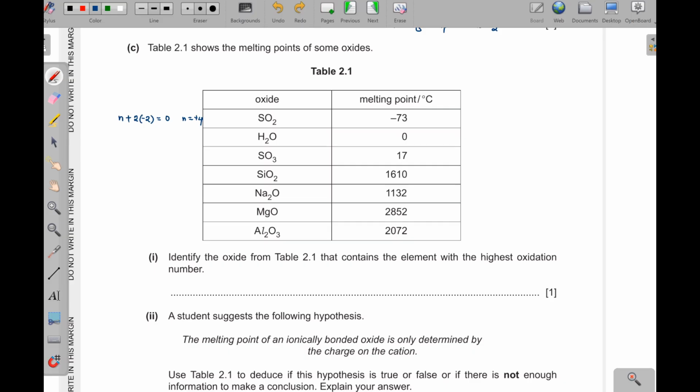Then we come to this one. Of course, they said it contains the element with the highest oxidation number. So here for hydrogen, of course, we have plus 1, and then oxygen is minus 2.